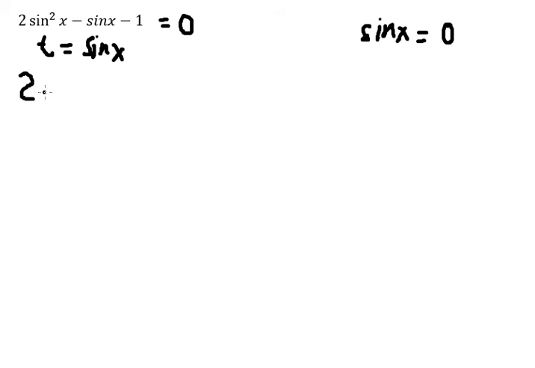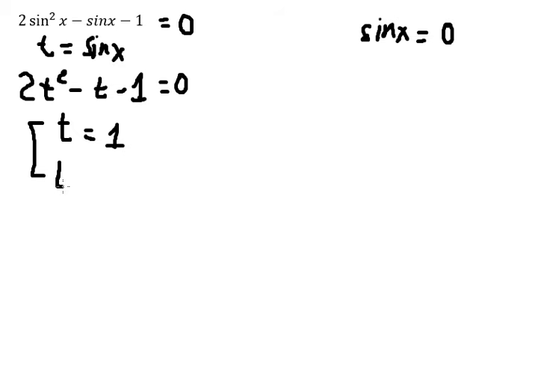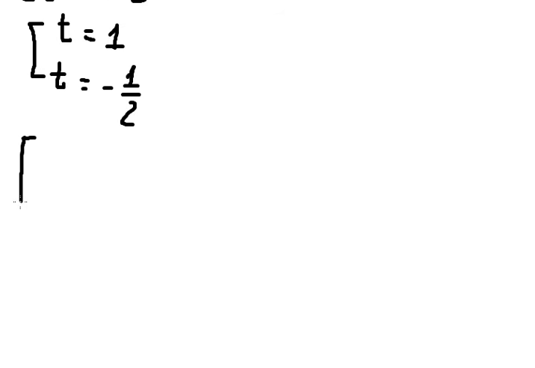So we have 2t squared minus t minus 1. For this one, we need to find two solutions. That is t equals 1 and t equals negative 1 over 2. And t is sin x.